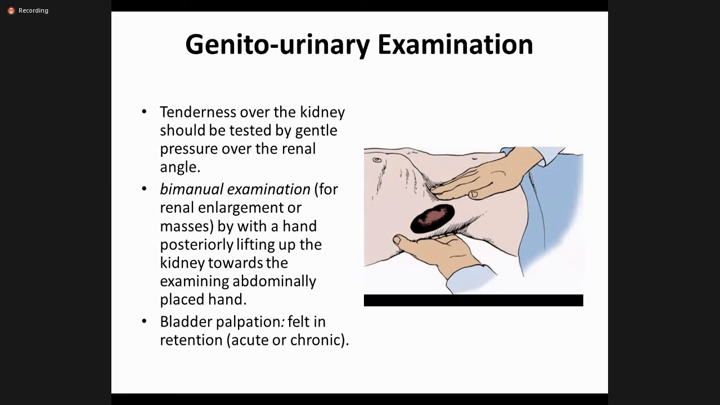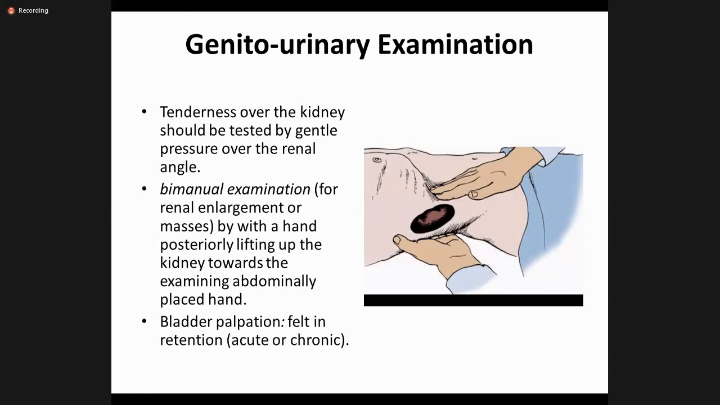For kidney examination, we have to palpate bimanually for the kidney. If there is tenderness over the kidney, it should be tested by general pressure over the renal angle. Bimanual examination for renal enlargement or masses is done with one hand posteriorly lifting the kidney up towards the examining hand placed abdominally. You can see the left hand is pushing the kidney upward, and the right hand is palpating the kidney for any mass.